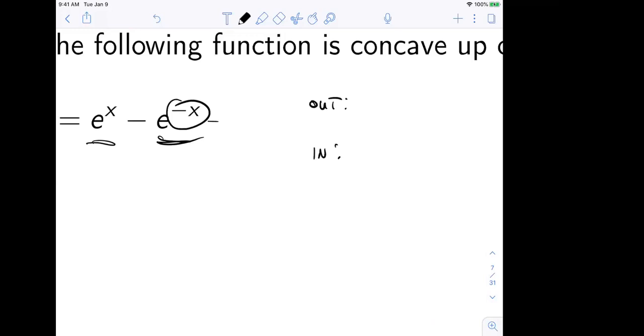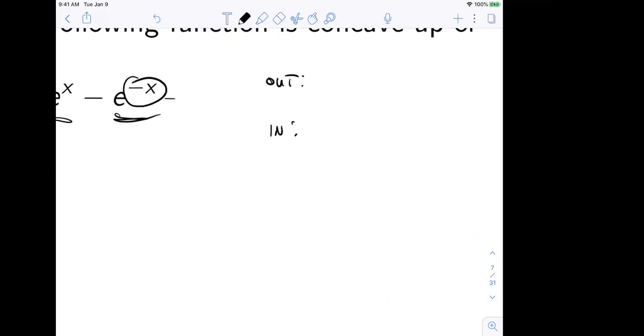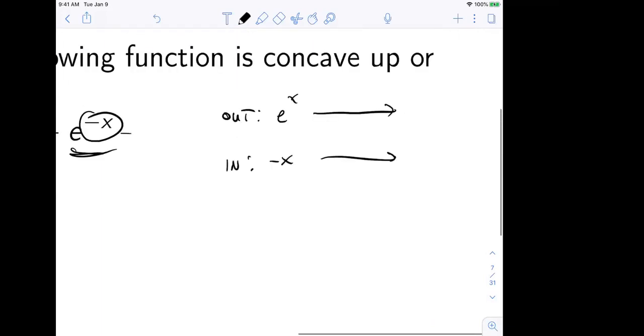Let's do the easy one. What's the inside function here? Negative x, perfect. And what's the outside function? E to the x. Take a derivative. So what's the derivative of e to the x with respect to x? Just e to the x. Yeah, we just did that one. And then what's the derivative of negative x with respect to x? -1. -1, perfect.